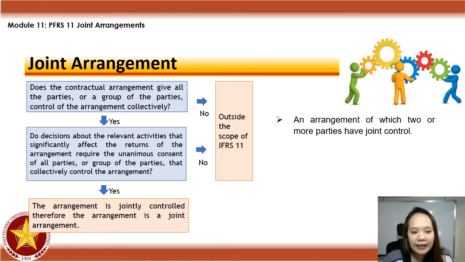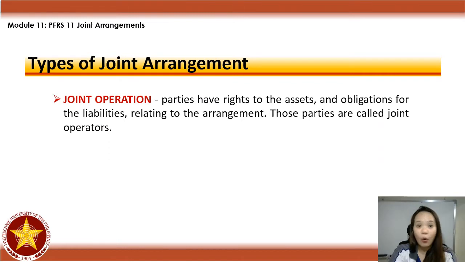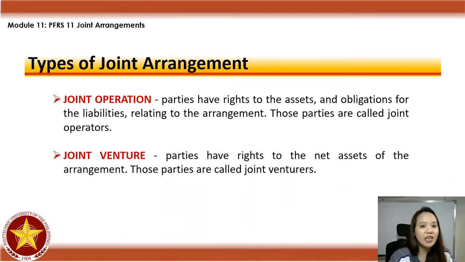And if it's within the scope of PFRS 11, then tingnan mo muna, anong type of joint arrangement siya? Is it JO or joint operation, or JV or joint venture? Ang pinagkaiba nila, kapag sinabi mong joint operations, the parties have direct rights to the assets or direct obligations for the liabilities relating to the arrangement. Ang tawag dun sa mga parties na may joint control sa isang joint operation ay joint operator.